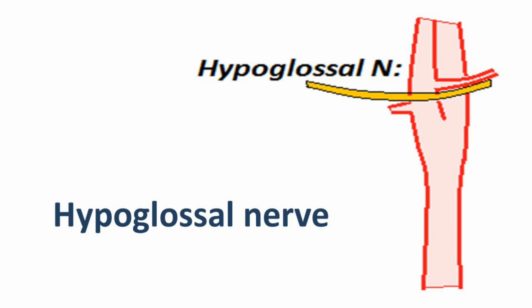This slide shows the hypoglossal nerve. Iatrogenic injury to hypoglossal nerve is disastrous. Therefore, always carefully expose this nerve, which runs lateral to the external and internal carotid arteries about 1 cm above the carotid bifurcation.